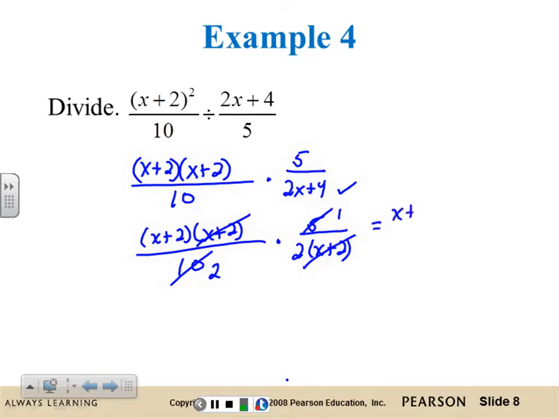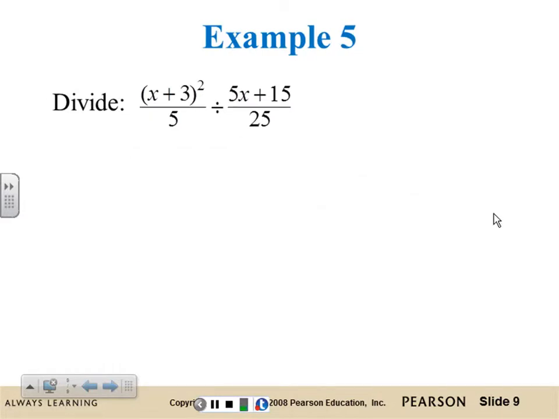And so I'm going to have x plus 2 over, the only thing I see on the bottom is 2 times 2, which is going to be 4. Now remember, you cannot reduce the 2 and the 4 because that x plus 2 is a group. So that 2 belongs to that x. You cannot reduce the 2 and the 4.